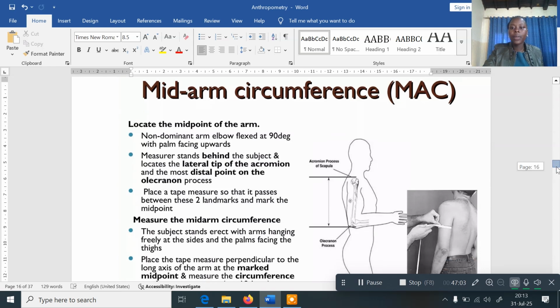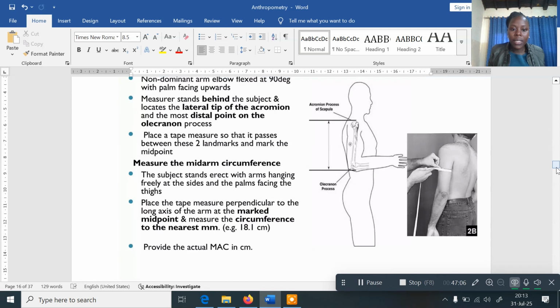Okay? So next, the subject stands erect with the arms hanging freely at the sides and the palms facing the thighs.